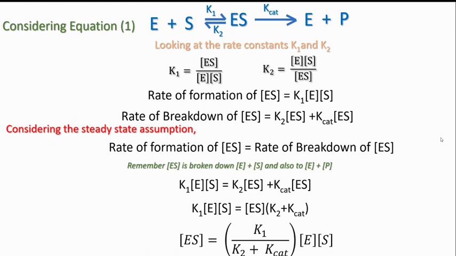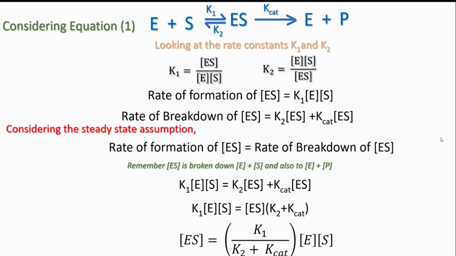Now, considering the first equation, we've done that when we were looking at steady state kinetics. When we look at our rate constants K1 and K2, K1 is equal to ES over E multiplied by S, and K2 is equal to the inverse, because it's a forward and a backward reaction. We are looking at equilibrium.